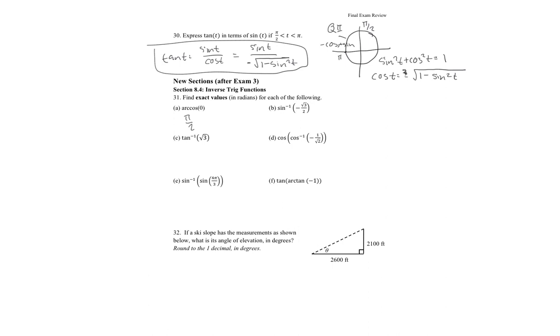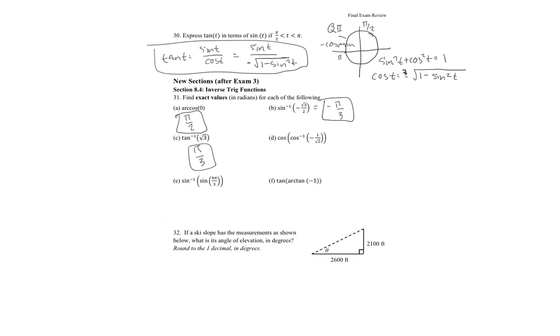And then for part B, we have to find the sine inverse of negative radical 3 over 2. And so we just think about where on the unit circle it can give us negative radical 3 over 2. Well, if we plug that into our calculator, it gives us negative pi over 3. And then for part C, we have to think about where on the unit circle we get radical 3 for tangent. And so that'll give us pi over 3 as well. And I'll just box these in.